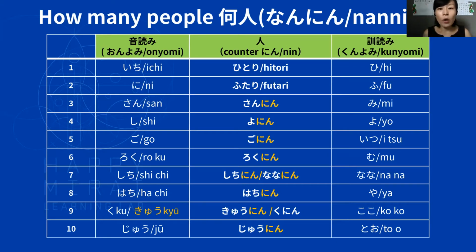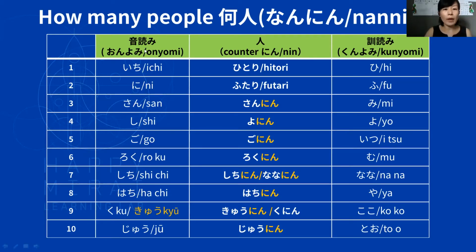Over here, I would like to quickly show you the difference between onyomi and kunyomi. This is a reference. Today we will be focusing on the onyomi and the counter nin. The counting for the numbers 1 to 10 on the right-hand side is more for reference. It is nice if you can remember it, but if not, don't worry. You will learn along the way when a lot of vocabulary comes to you.